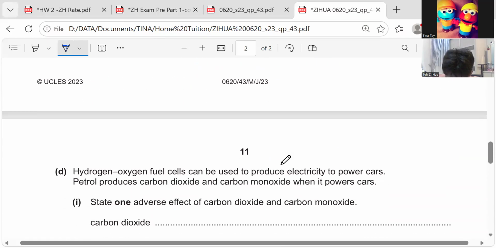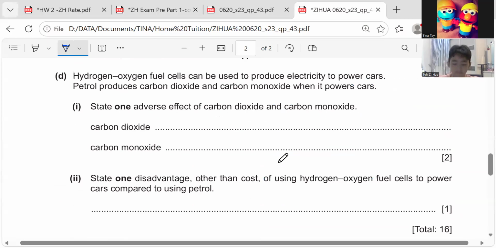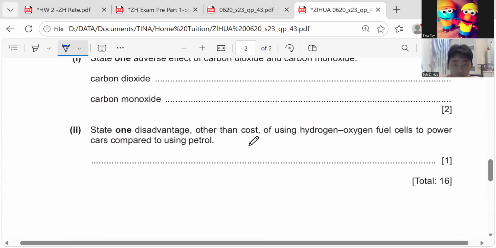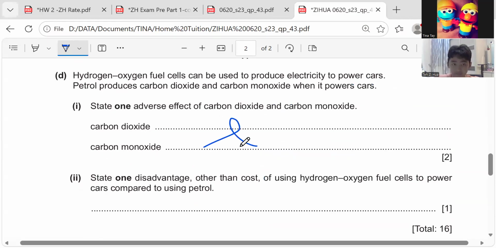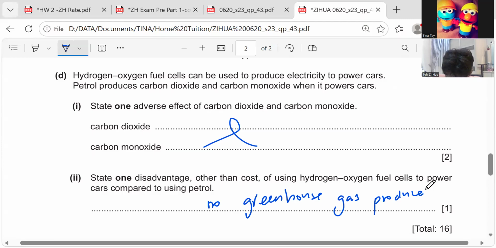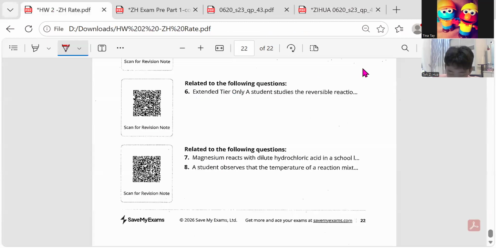All right. Okay, last one. This one you haven't learned yet. In the hydrogen fuel cell, the only product is water, so there is no greenhouse gas produced. That's the advantage. Why is it expensive? No, the only answer is there's no greenhouse gas produced. Okay, please study. Don't half know, half don't know like that.